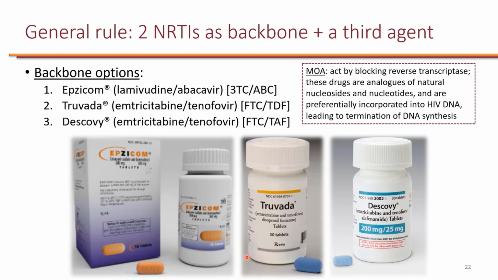Now, generally speaking, majority of first-line regimens that are recommended follow this rule that you need a backbone plus a third agent. So we use 2 nukes or 2 nucleotide reverse transcriptase inhibitors as a backbone plus a third agent. So it's important to have this combination in order to prevent HIV from developing resistance. And generally speaking, we have 3 backbones that are commonly used.